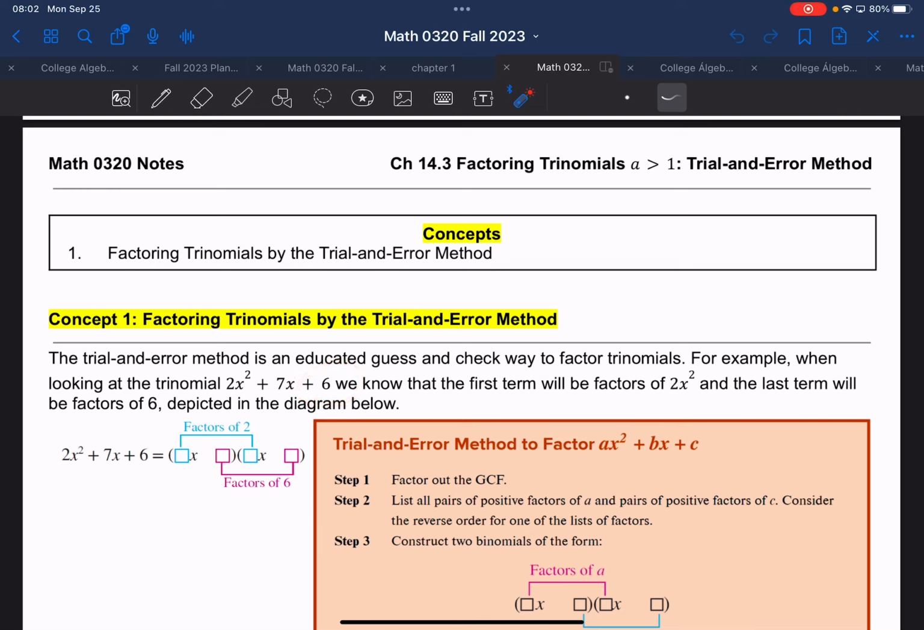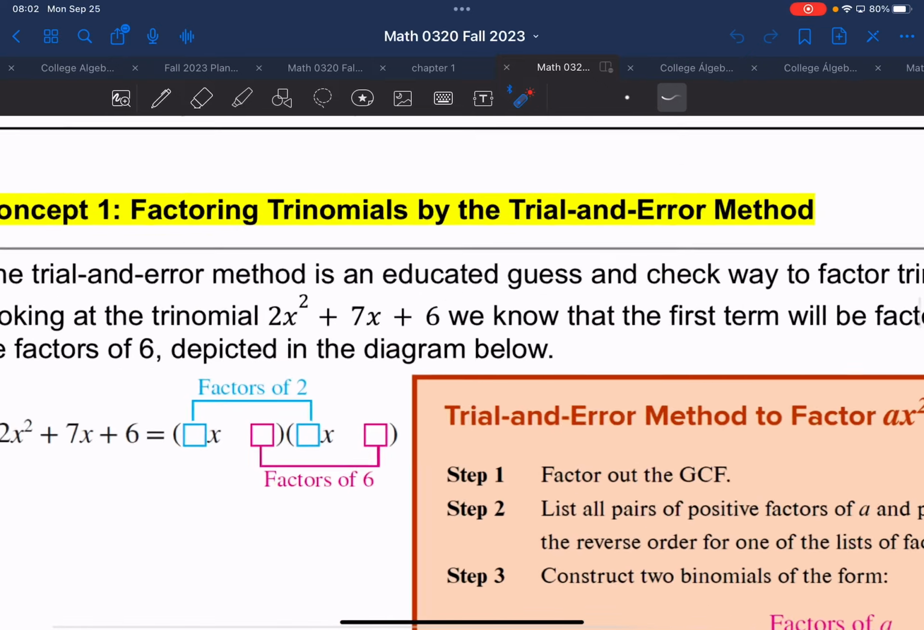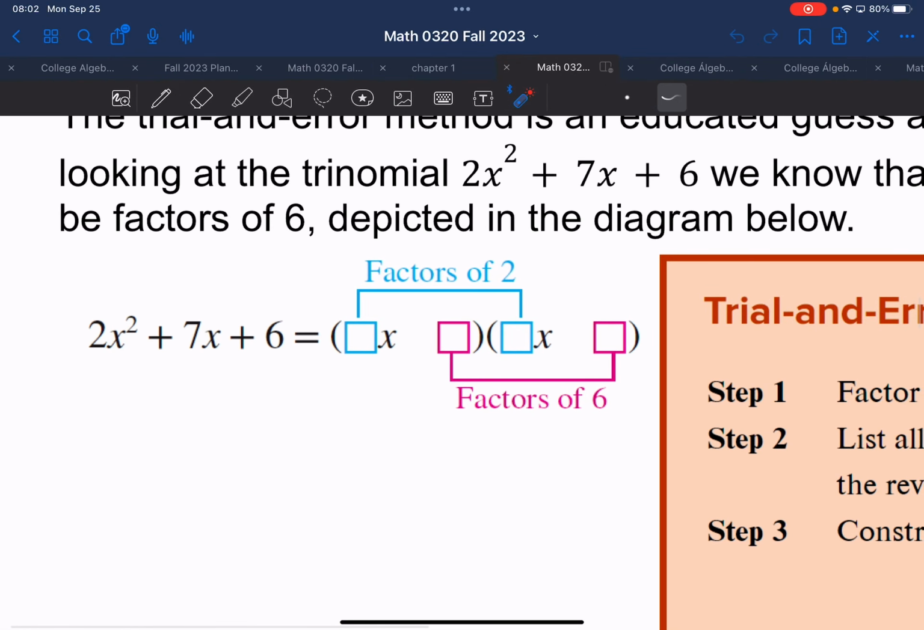So when we're doing our guess and check method, we're always going to set up our problem like this, where we have our parentheses and we have a space before our x values, and then we have a space at the end. So it's the factors in this case of 2 that are going here in front of x, and then the factors of 6 that are going to go here after x.